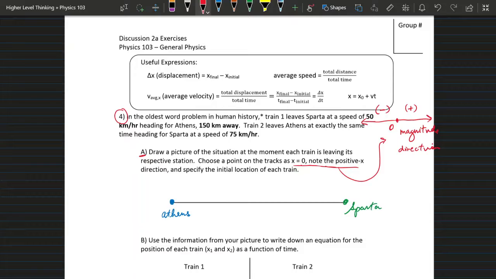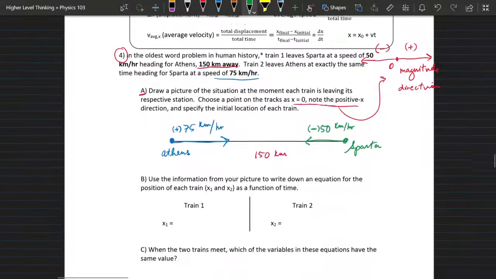What's that mean? In between the two cities, we know is 150 kilometers. We also know the train that's leaving Athens is heading towards Sparta at a speed of 75 kilometers an hour. So we're going to represent that as a vector. So there's our 75 kilometers an hour, and it's heading to the right, which we specified is in the positive direction. We can do that same thing for the train from Sparta heading towards Athens at a velocity or speed of 50 kilometers an hour to the left. So we have to throw a negative sign onto that speed.